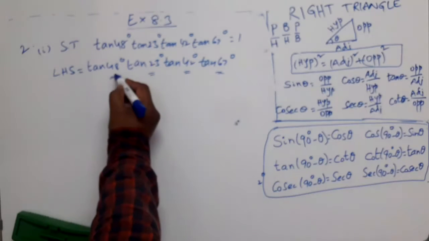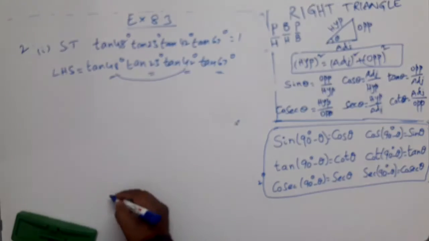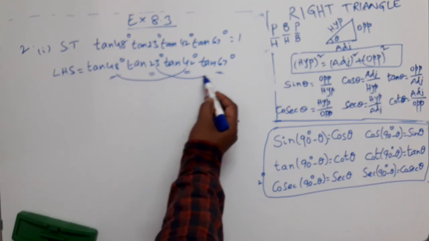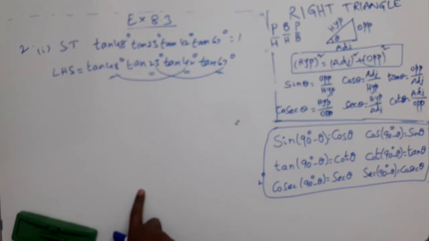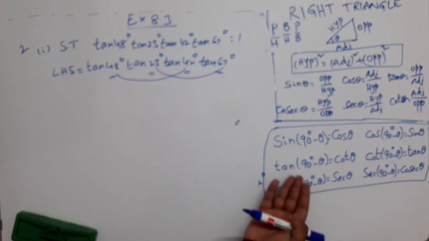Yes. This is 48 degrees. This is 42 degrees. Sum is 90 degrees. 48 plus 42 is 90. In the same way, 23 degrees, 67 degrees. Sum is 90 degrees. 23 plus 67 is 90. So they are complementary angles. So you can use these 6 formulae, right?